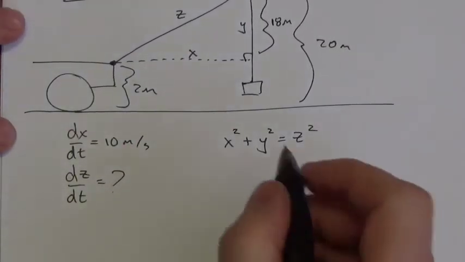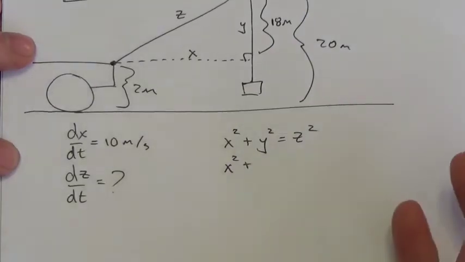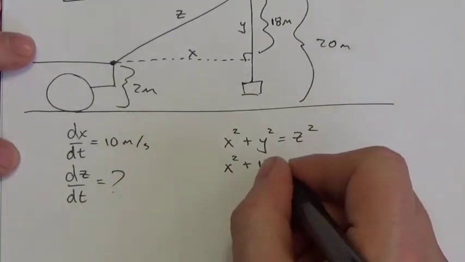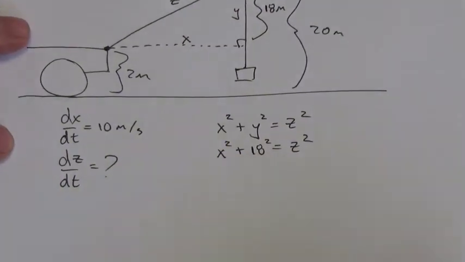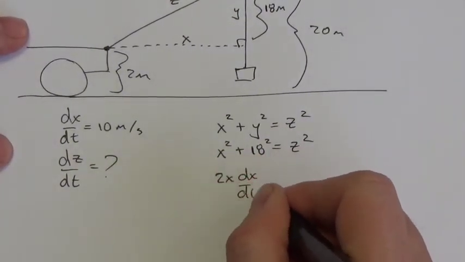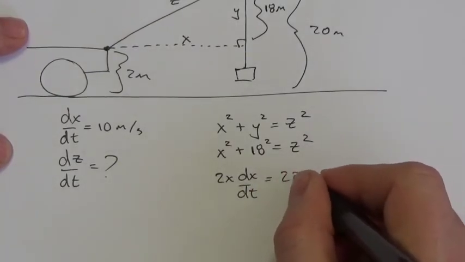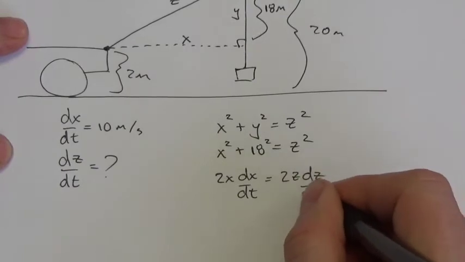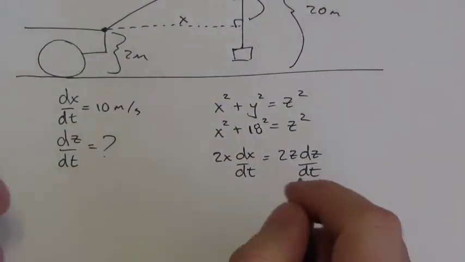Now we're going to take the derivative. Actually, sorry, we won't even take the derivative. Right now I'm going to do a substitution here. Normally I wouldn't substitute in values, but y won't change. Y is a constant. So now we get 2x dx by dt is going to equal 2z dz by dt. So this is fantastic.